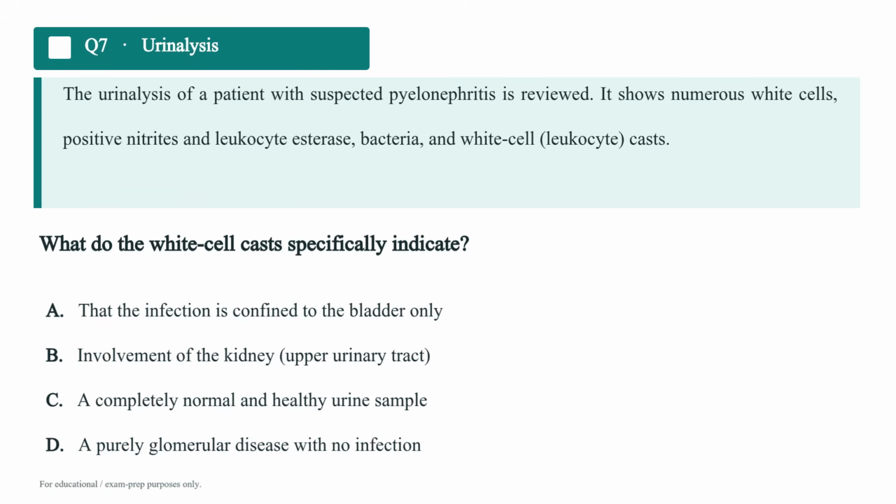Question 7. The urinalysis of a patient with suspected pyelonephritis shows numerous white cells, positive nitrites and leukocyte esterase, bacteria, and white cell casts. What do the white cell casts specifically indicate? Option A, that the infection is confined to the bladder only. Option B, involvement of the kidney, the upper urinary tract. Option C, a completely normal and healthy urine sample. Option D, a purely glomerular disease with no infection. Pause here and choose your answer.